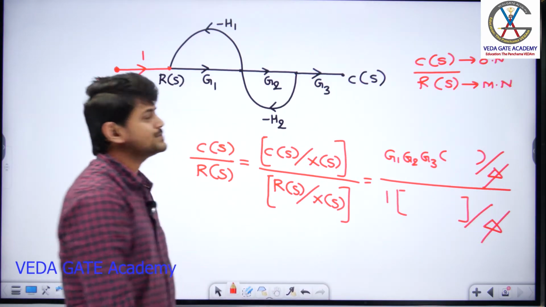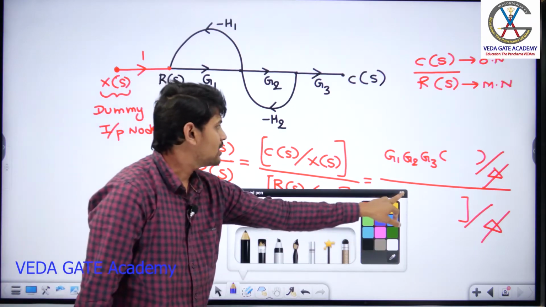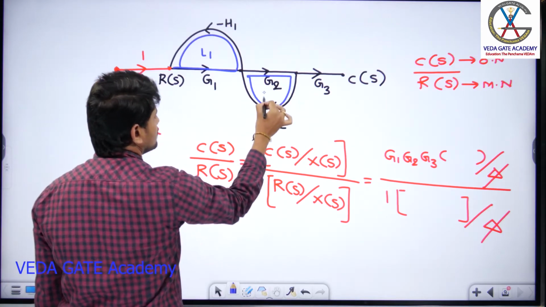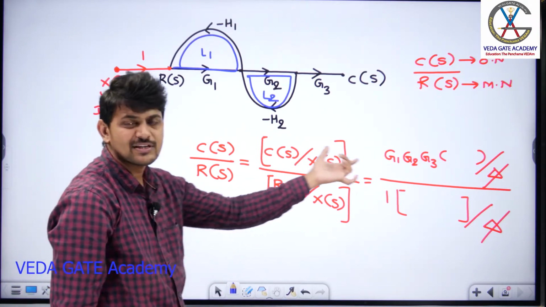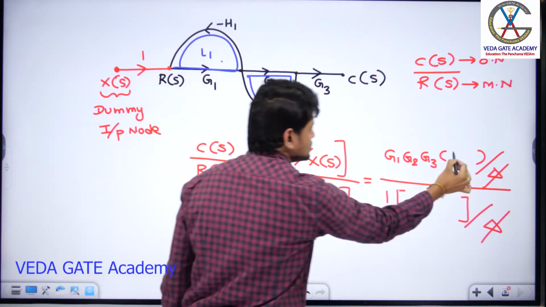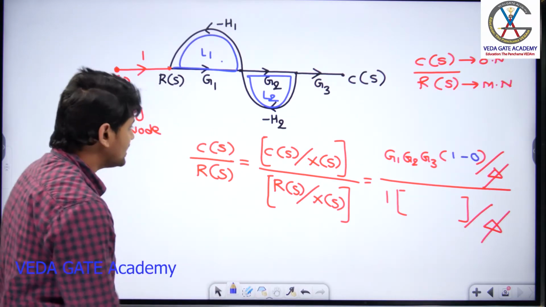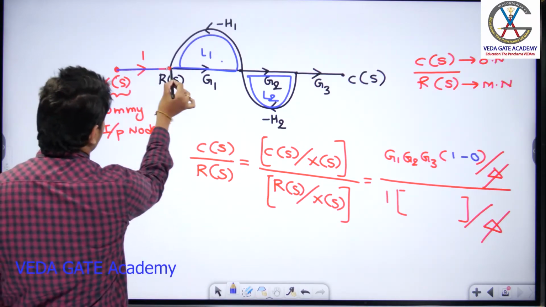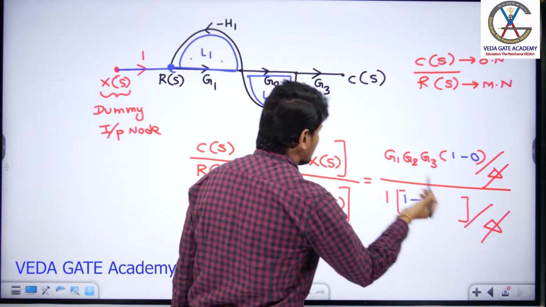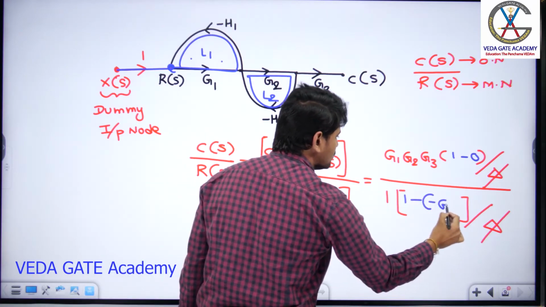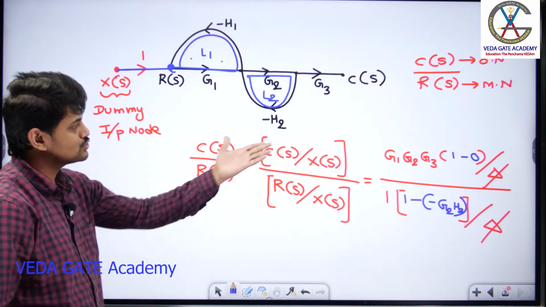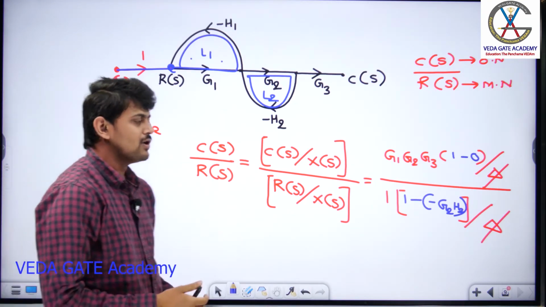Right. Now, how many loops are there in the given system? I can say there are in total 2 loops. This is my loop L1 and this is my loop L2. Now, for the first forward path, for C of S by X of S, G1, G2, G3, loops L1 and L2 are touching. So you will get 1 minus 0. For the path between R of S and X of S, loop L1 is touching this forward path, but loop L2 is not touching. So you are going to get 1 minus loop L2, and the gain is minus G2 into H2. So this is the answer for C by R. You are going to get G1, G2, G3 divided by 1 plus G2 into H2.